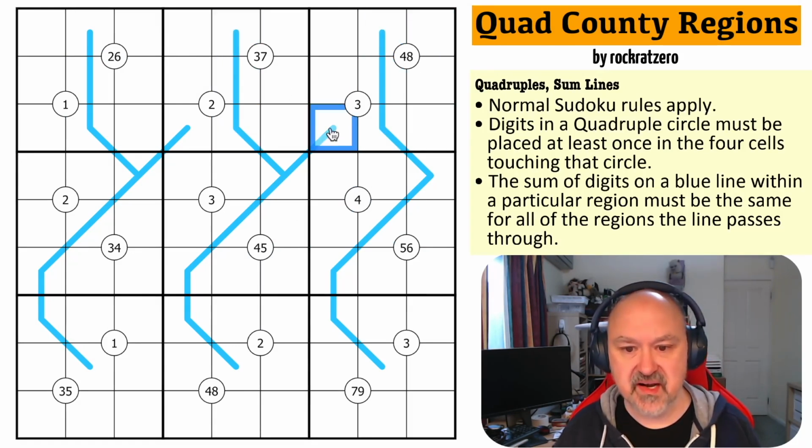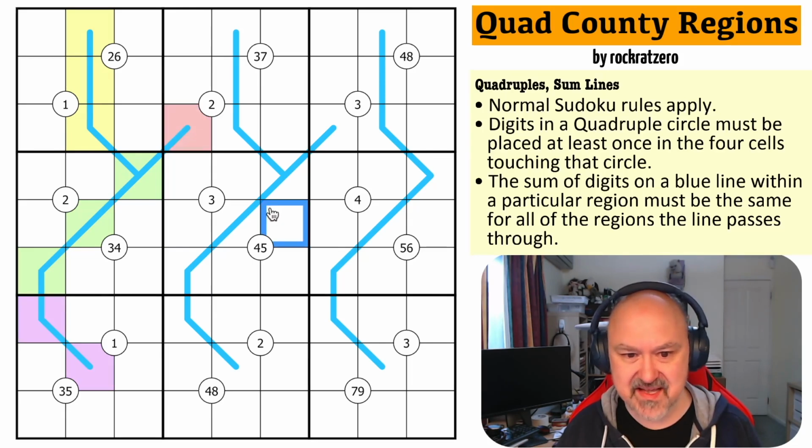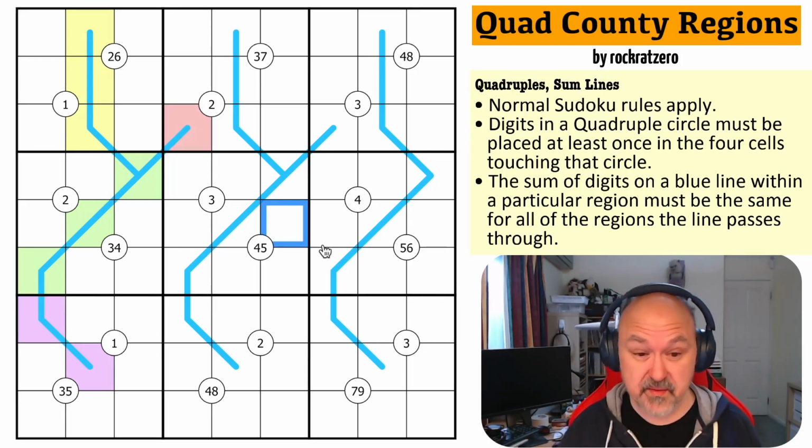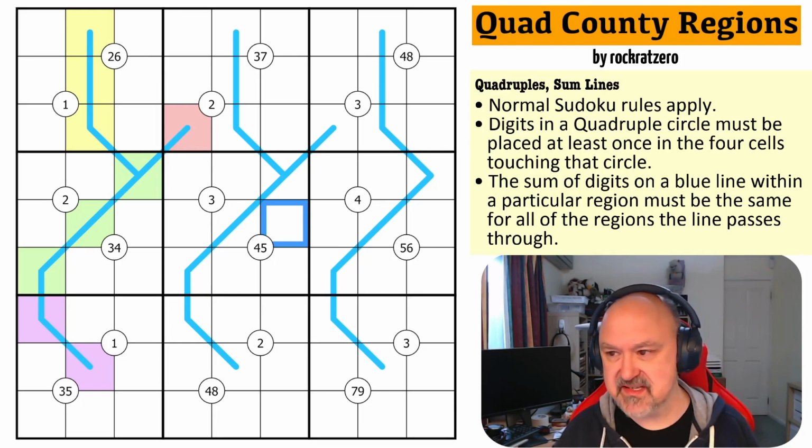And the sum of the digits on any of these particular lines will be the same for all regions that the line passes through. So picking on this line, it means that those 3 digits will have the same sum as those 3 digits, will have the same sum as those 2 digits, will have the same sum as that digit. Which is a little bit weird, and I'm not sure how that's going to work, but we will find out hopefully together. Yeah, bit scared by this one. I've had a lot of trouble with some lines recently, so we'll see how we go. I'm going to restart the puzzle to restart my timer. Let's give this a shot.